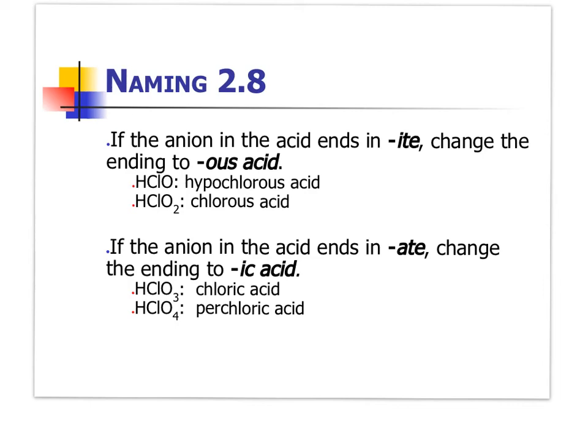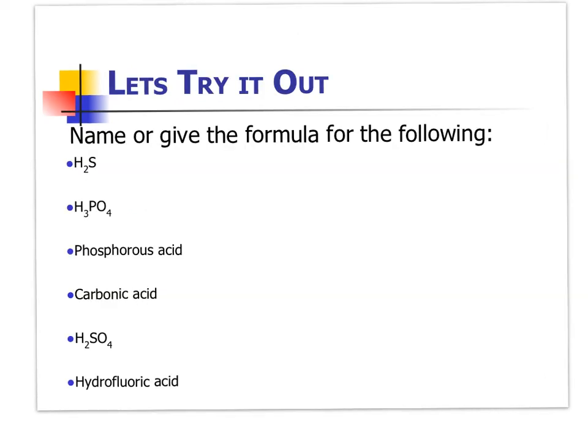If the anion ends in ate, if you ate it, it would be icky, and therefore it's an ic acid. Chlorate makes chloric acid, and perchlorate makes perchloric acid. Ates turn to ic. Ates are icky. That's kind of a rhyming scheme to help us name it a little bit better. So again, practice, practice, practice. Let's try some of these out.